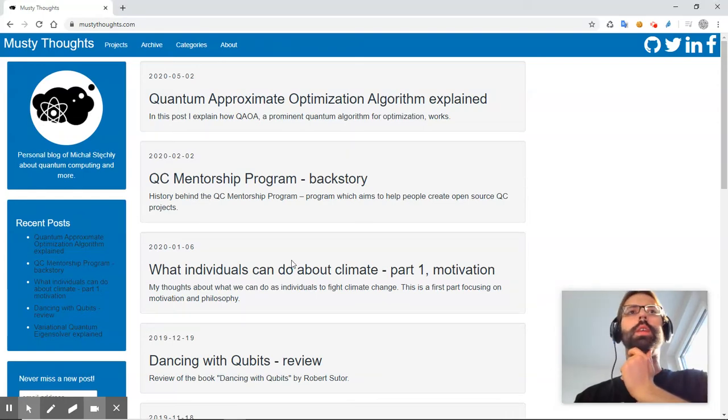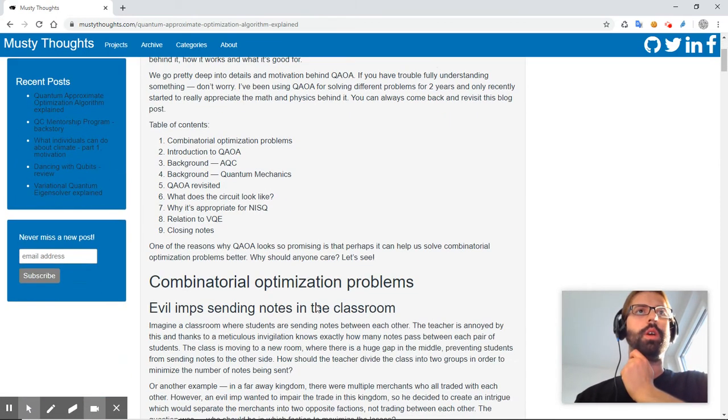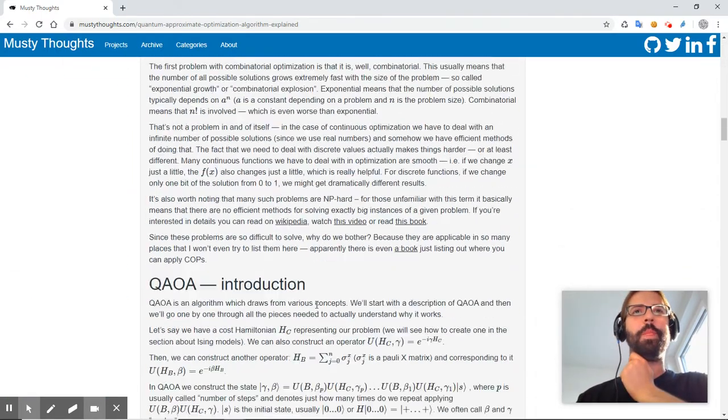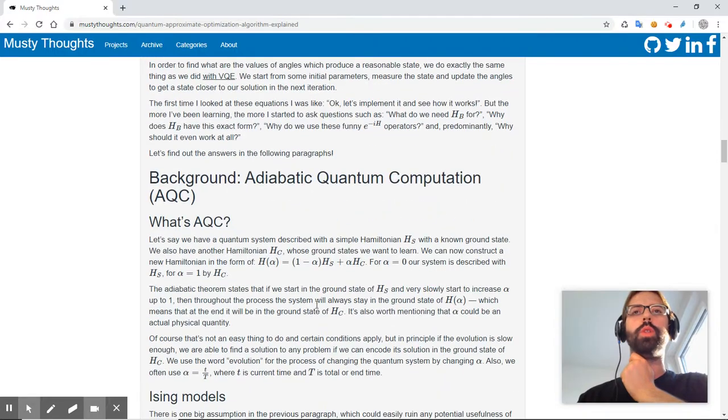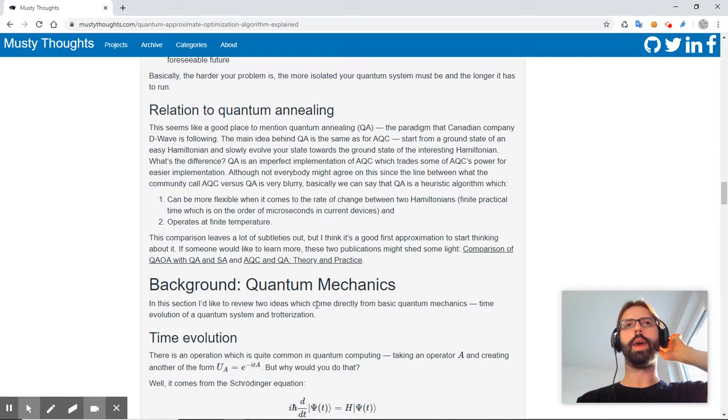This is finally here: the Quantum Approximate Optimization Algorithm explained. I've been waiting for this for months. So Mihao, I'm super happy you got it done, because I wanted to go back to these since it's been a while now.